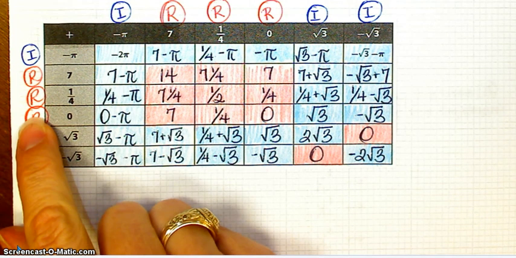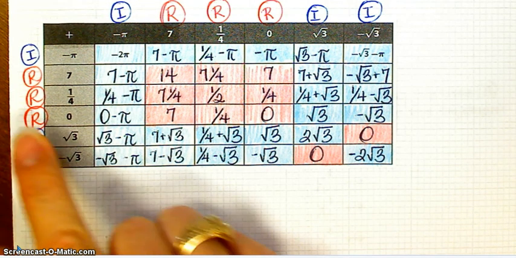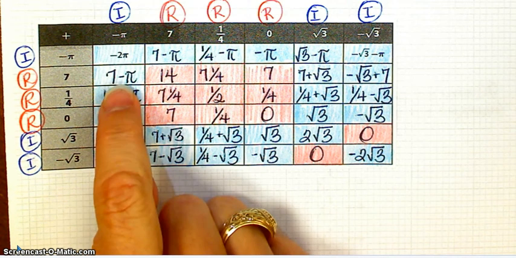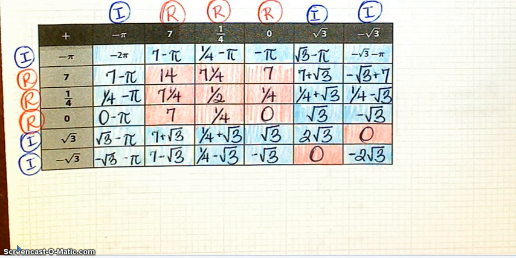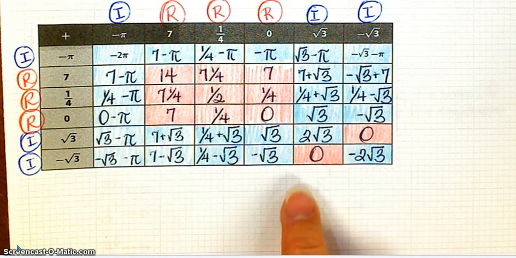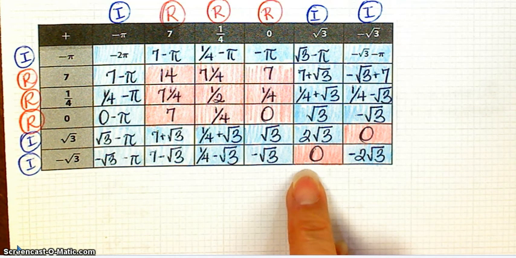Okay, but here's what I want you guys to notice. If I take a rational number and I add it to an irrational number, like here and here and here, if I take a rational and add it to an irrational, your answer is always going to be irrational, okay? If I take a rational number and add it to another rational number, your answer is always going to be rational. However, if I take an irrational number and add it to another irrational number, sometimes you get a rational number. Like here, we said negative square root of 3 plus square root of 3, and you get 0. Okay?